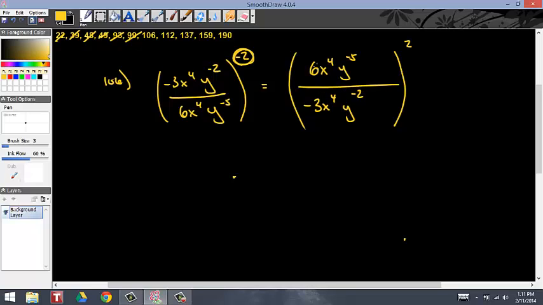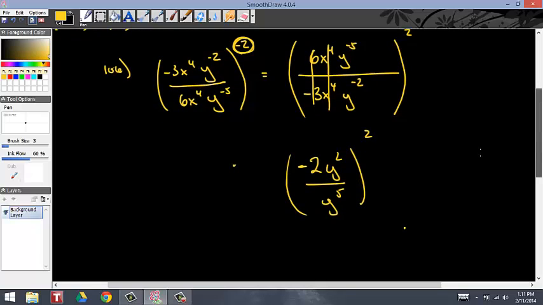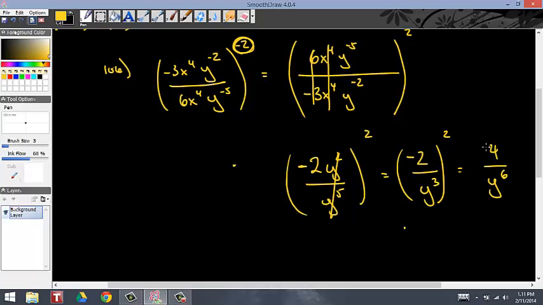So now we can start simplifying some stuff a little bit. 6 divided by 3 is 2 up top, and that's going to be negative. X to the 4th over x to the 4th, well, that's gone. These two y's are going to change position, so it's going to be y squared over y to the 5th, and don't forget all of that's being squared. Let's keep going with this, because the y's can be simplified. I get a -2 over y to the 3rd on bottom, and that's being raised to the 2nd power. And now, since all of it's being raised to the 2nd power, I'm going to get 4 over y to the 6th. That is number 106 for you.